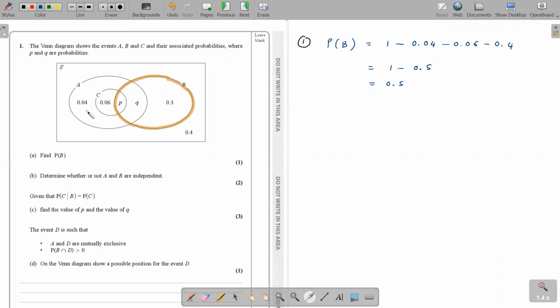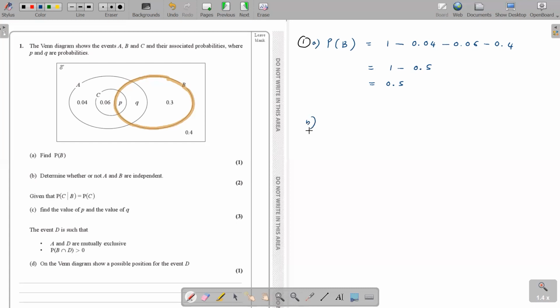Actually, if you wanted, you could have written the equation as 0.04 plus 0.06 plus P plus Q plus 0.3 plus 0.4 equals 1. The sum of the probabilities equals 1, and you subtract and get P plus Q. Then you get the probability of B by getting P plus Q plus 0.3. That's also correct, okay? Let's move on to part B.